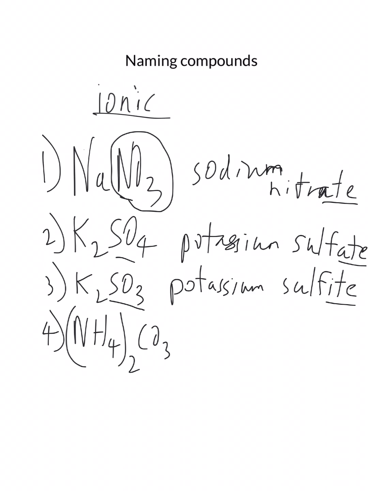Our final example has 2 polyatomic ions. The first is ammonium, and the second is carbonate. Again, just read the names directly from the valency table.